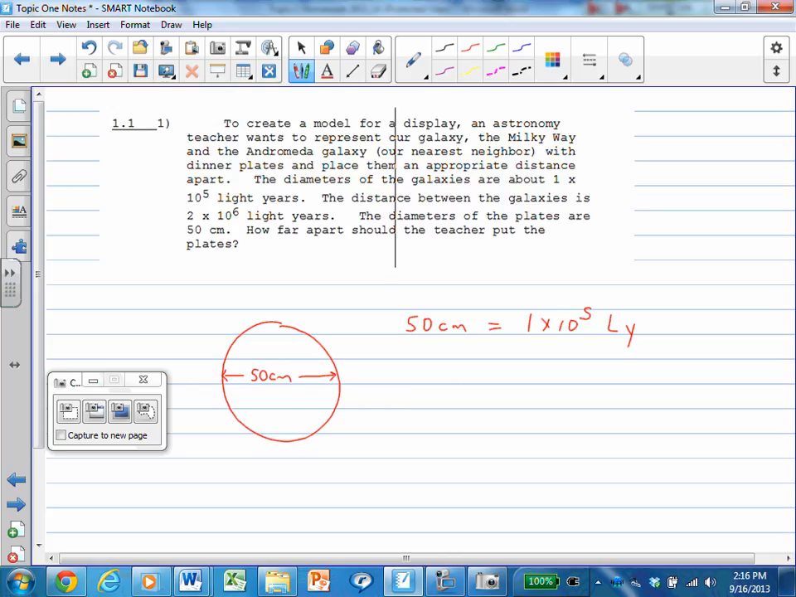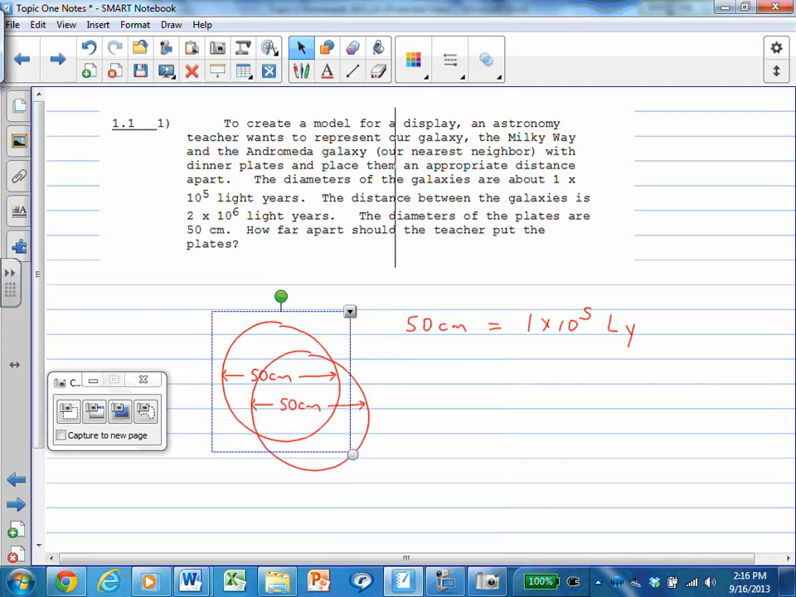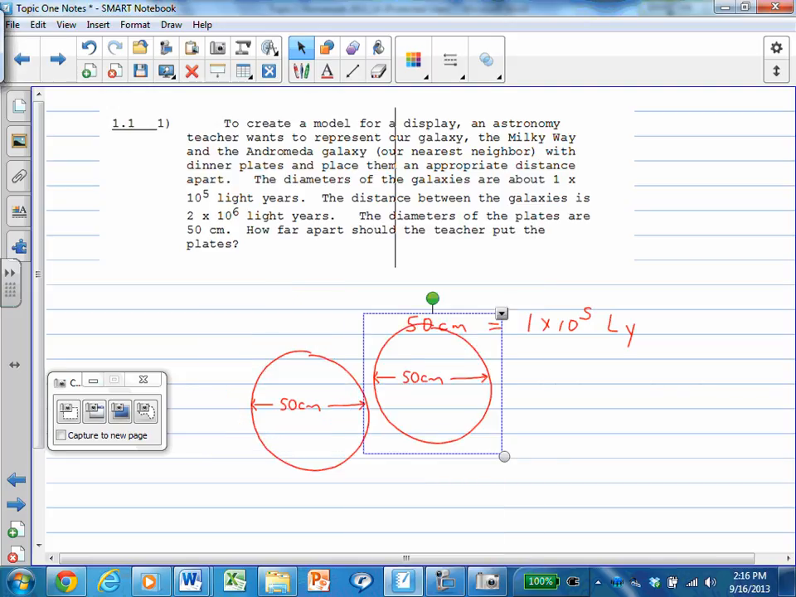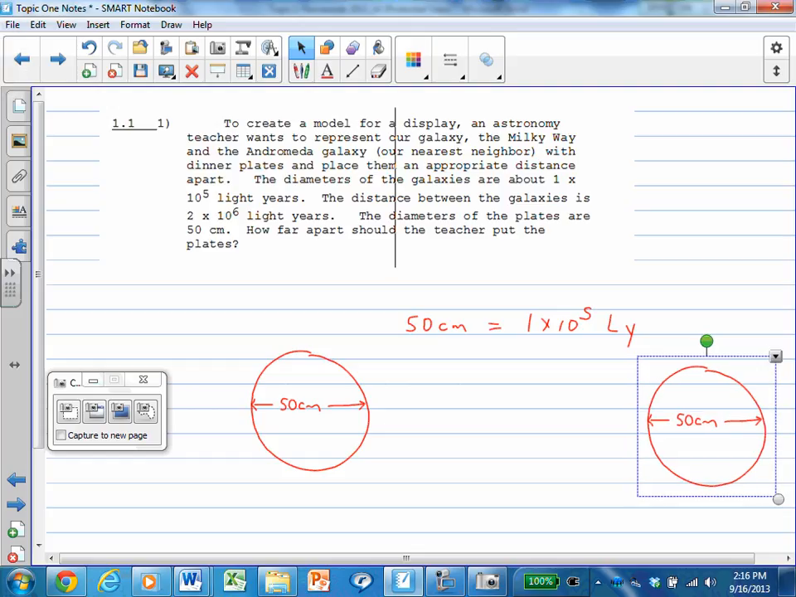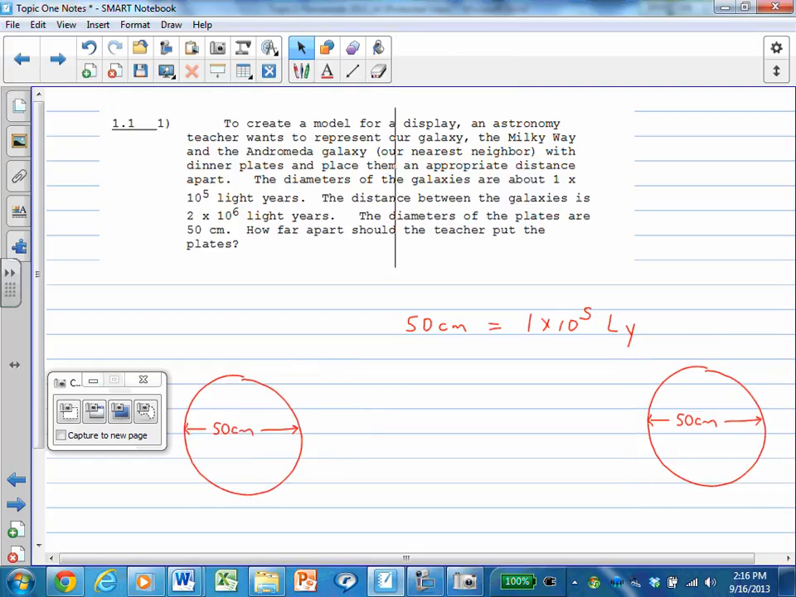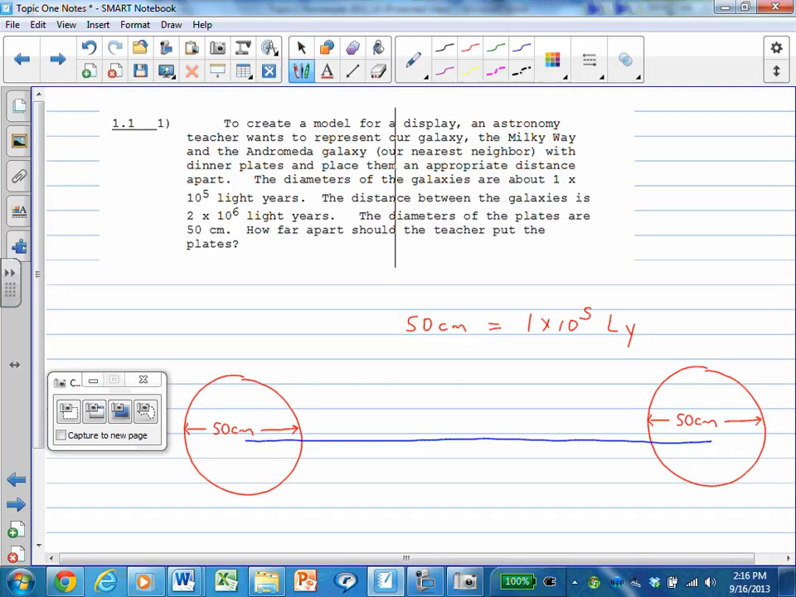Okay? So now it says the distance between the two galaxies is such a large distance that we'll just say center to center, okay? This distance is 2 times 10 to the 6 light years. Now we need to convert that to what for the teacher? Centimeters.